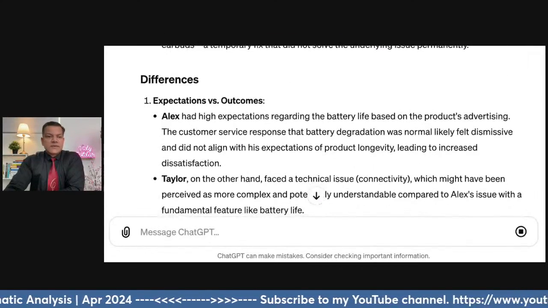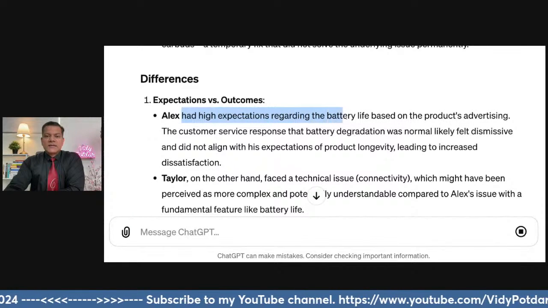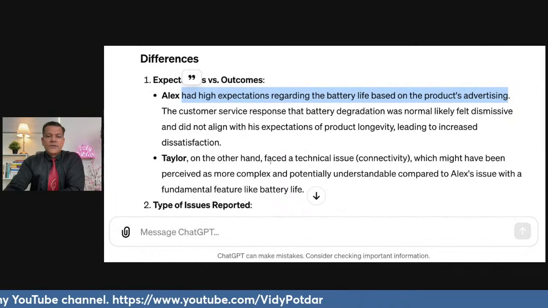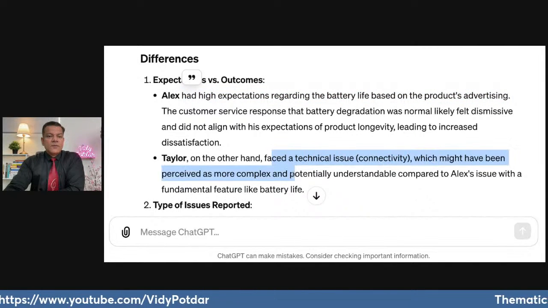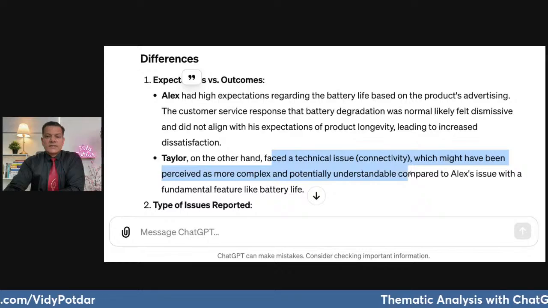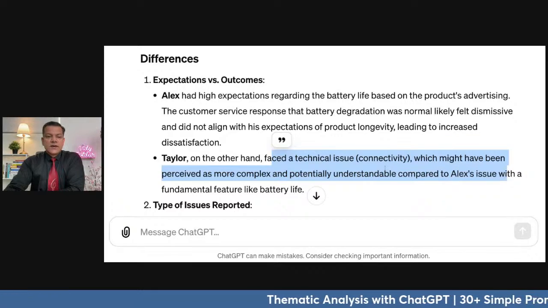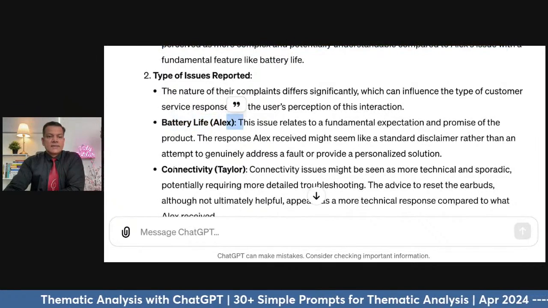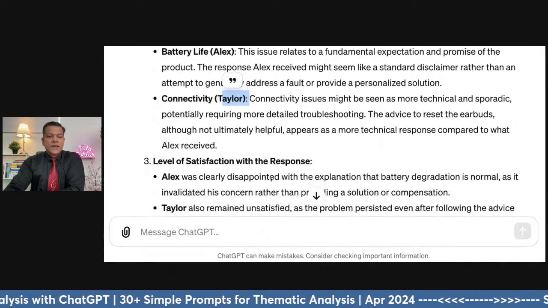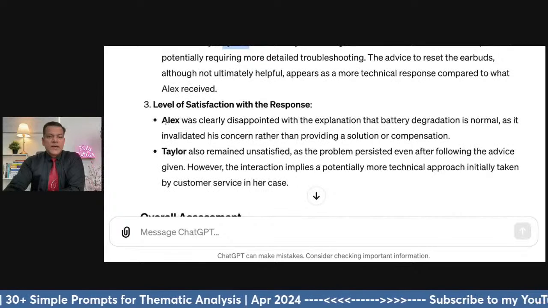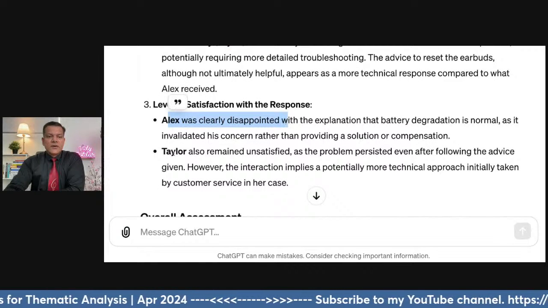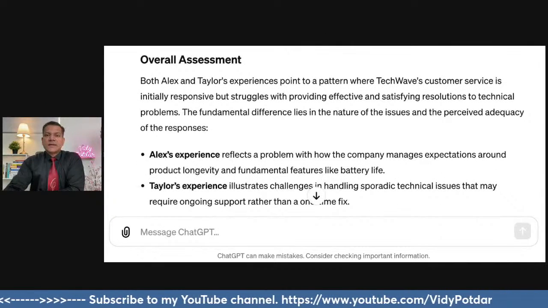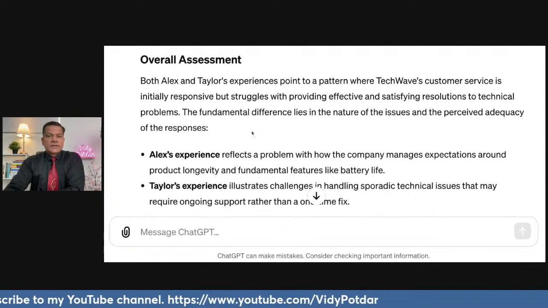Differences: expectations versus outcome. Alex had high expectations regarding battery life based upon the advertising, but it did not happen. Taylor faced a technical issue, connectivity, which might have been perceived as more complex and potentially more understandable compared to Alex's issue with a fundamental feature like battery life. So battery life was reported by Alex, connectivity was reported by Taylor. Level of satisfaction and response: Alex was clearly disappointed. Taylor also remained unsatisfied. So overall, this comparison is what we had asked ChatGPT to give us.